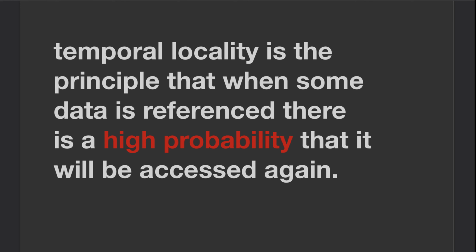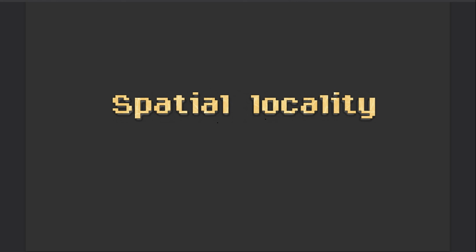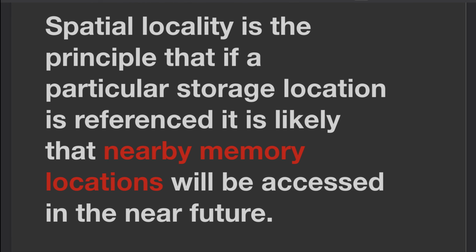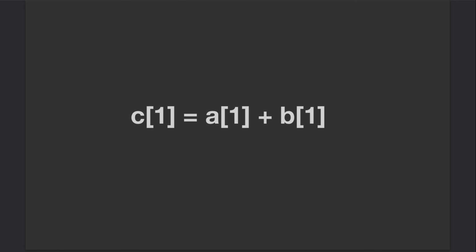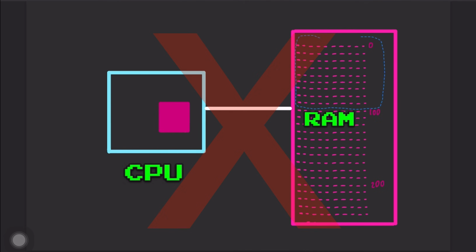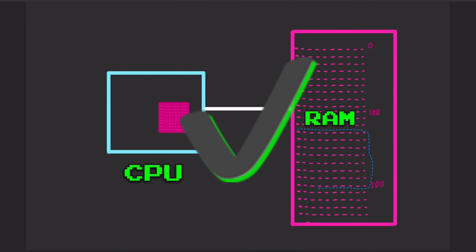Temporal locality is the principle that when some data is referenced, there is a high probability that it will be referenced again. Next, we have spatial locality. Spatial locality is the principle that if a particular storage location is referenced, it is likely that nearby memory locations will be accessed in the near future. This again is used in loops when we are accessing a routine of instructions to be accessed in sequence. This principle can also be seen used in accessing array elements one by one in sequence. Not storing the same set of data we last accessed, but the data near it.